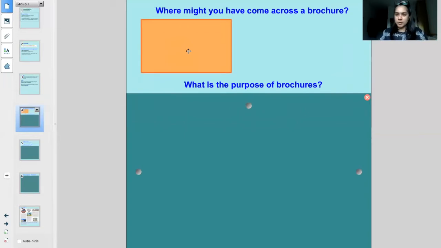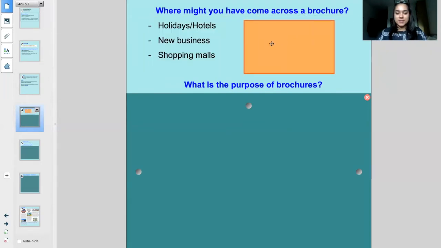Where might you have come across a brochure? Where do you think you might have come across some form of a leaflet, brochure, some kind of piece of paper which has images and writing on it, which gives you information? Where do you think you might have come across one of those? Pause the screen and have a think, and I'll show you my answers. Okay, so here are some of the examples I thought of.